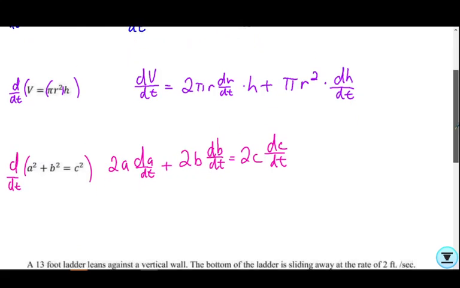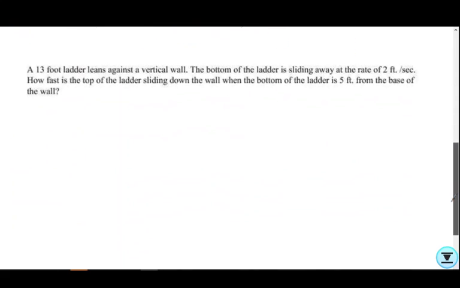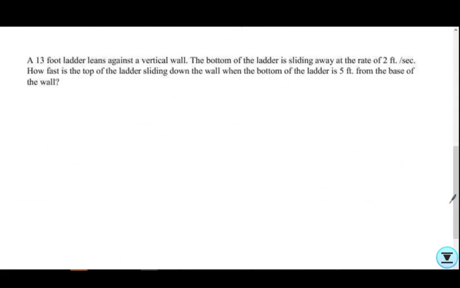Okay? So let's do a direct application. A 13-foot ladder leans against a vertical wall. The bottom of the ladder is sliding away at a rate of 2 feet per second. How fast is the top of the ladder sliding down the wall when the bottom of the ladder is 5 feet from the base of the wall?